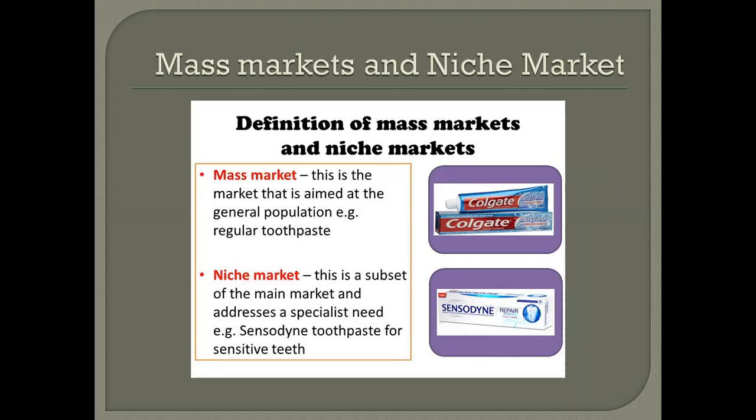Now I have another example here under niche market. This is a subset of the main market. This is not the main market, this is one segment of the main market, and we try to address a specialist need of that segment. I am talking about the Sensodyne toothpaste. I have two or three types of Sensodyne toothpaste that is basically for sensitive teeth. Not everyone has sensitive teeth, right? So we target only a few people.